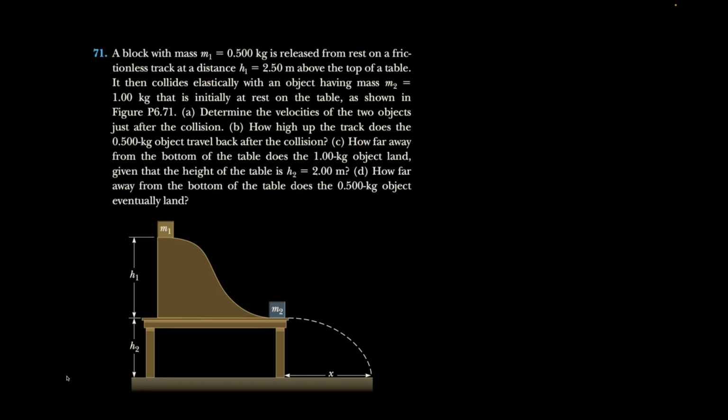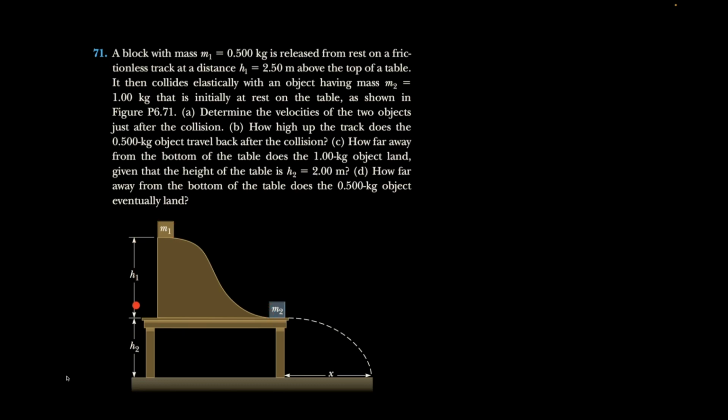How high up the track does the 0.5 kilogram travel back after the collision? How far away from the bottom of the table will that land, given that the height of the table is 2 meters? And then how far away from the bottom of the table does the second one eventually land? This one is at rest.